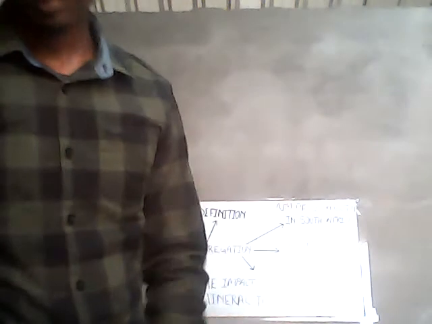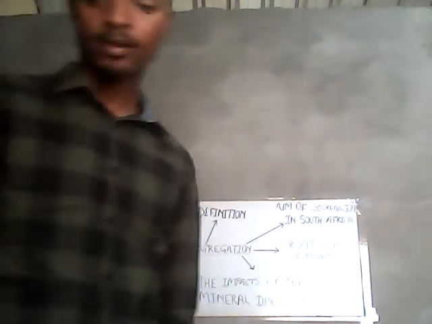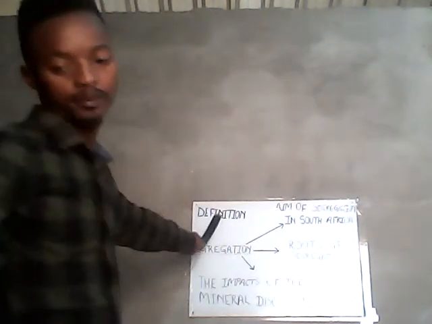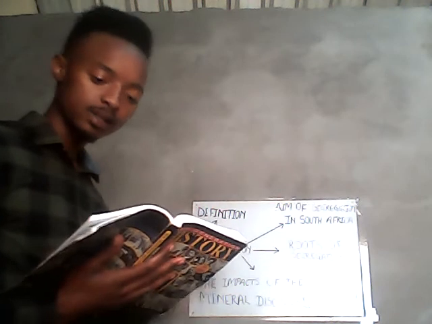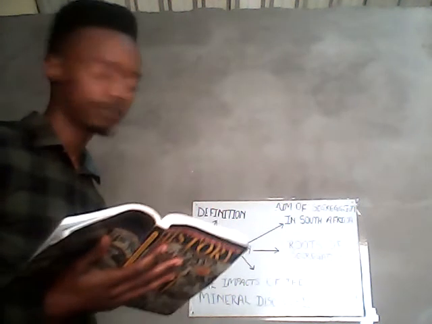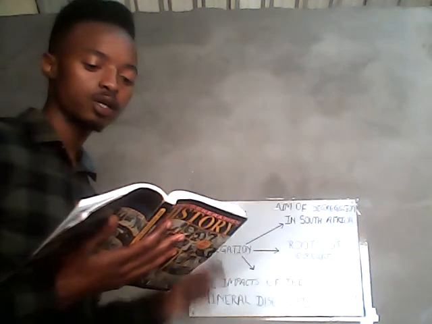Okay, so now moving on to this part here: segregation. Under segregation you've got all these subheadings. First we have the definition here. What do they say? Definition: it is a political and social system. We're defining segregation here, right? It is a political and social system designed to keep groups separate.